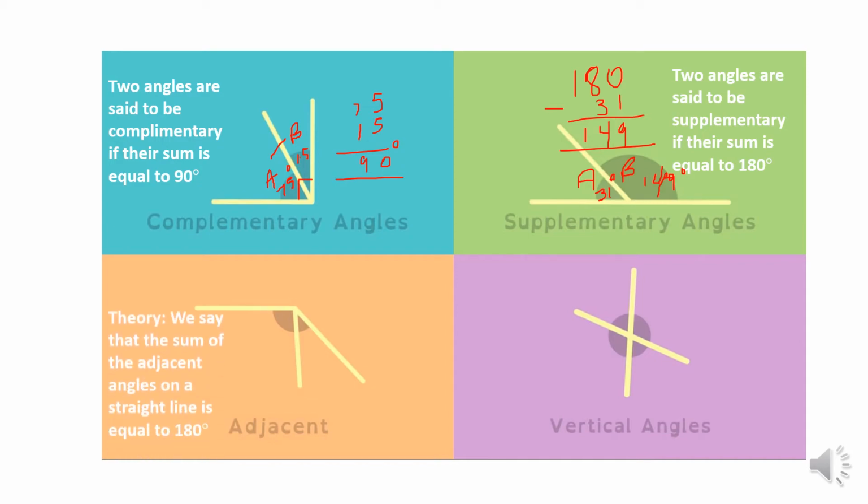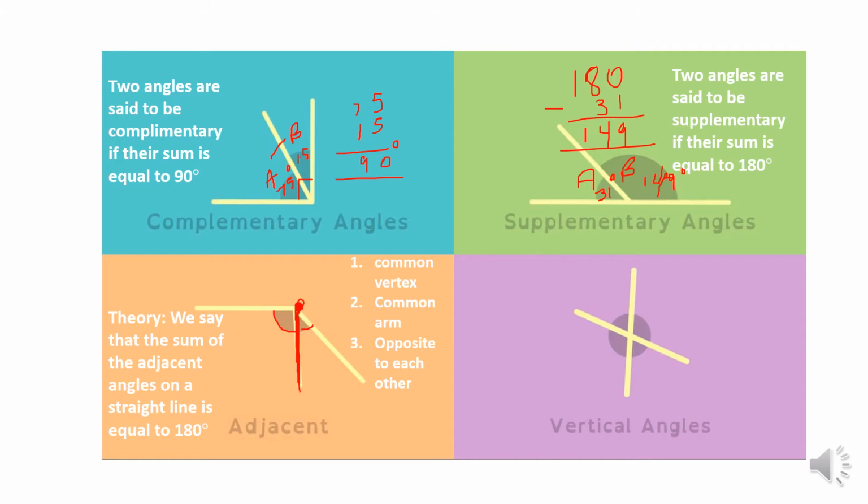On to the next. We're going to talk about adjacent angles. Adjacent angles are two angles which have a common arm. They have a common vertex and they lie on opposite sides of a common arm. Let's look at this vertex here. These are adjacent angles because both of them have a common vertex. Both of these angles share a common arm, and they lie on opposite sides.